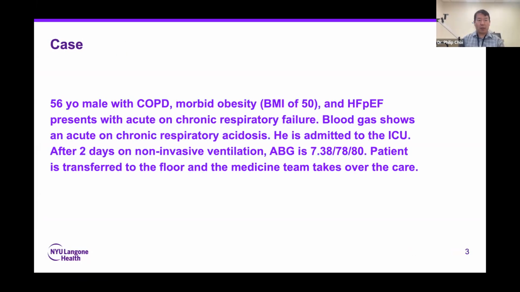And so I like to start out with a case. This is a case of a 56-year-old male with COPD, morbid obesity with a BMI of 50, heart failure with preserved EF, and he presents with acute on chronic respiratory failure. His initial blood gas shows an acute on chronic respiratory acidosis. He is admitted to the ICU. After 2 days on non-invasive ventilation, his ABG is 7.38, PCO2 of 78, PaO2 of 80. And then at that point, the patient is transferred to the floor and the medicine team takes over care.